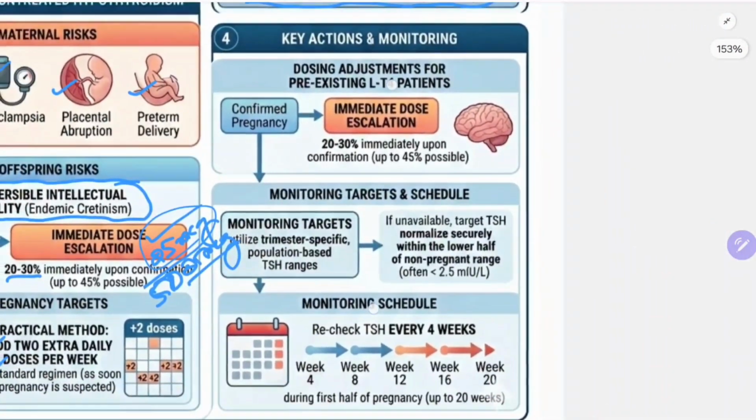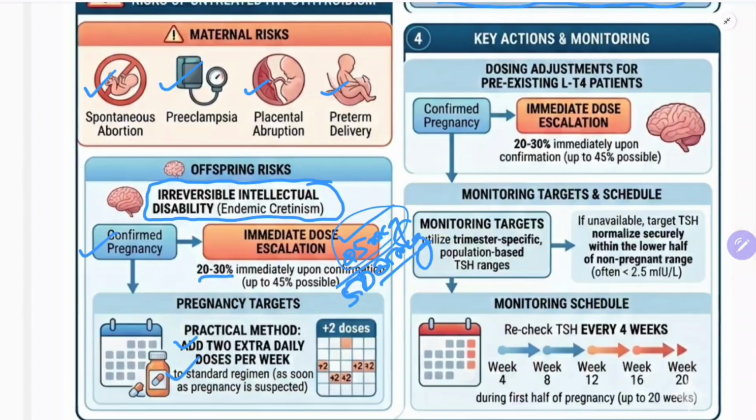Now, key actions and monitoring. Dosing adjustment for pre-existing LT4 patients, meaning patients who are already taking T4. Confirmed pregnancy, immediate dose escalation, 20 to 30% immediately upon confirmation. Monitoring targets and schedule. Utilize trimester specific population based TSH ranges. If unavailable, target TSH normalized securely within the lower half of the non-pregnant range, less than 2.5 units per liter.